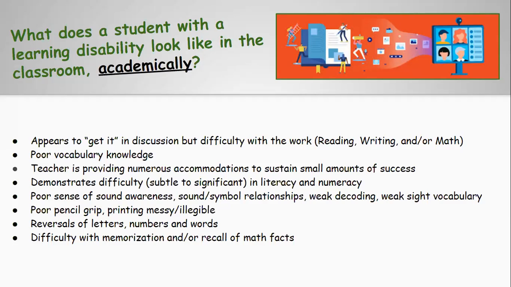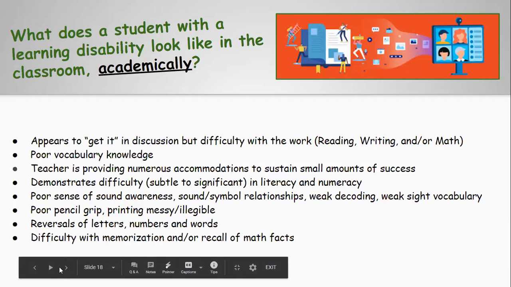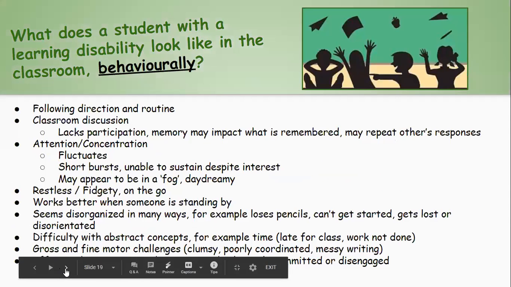They demonstrate difficulties with literacy and numeracy across all subject areas, difficulties with vocabulary and sound awareness, reversals, difficulty with fine and gross motor skills, and also with memory. So you can see with the learning disability that it's sort of pervasive, and you can see aspects of it across all areas of academics.